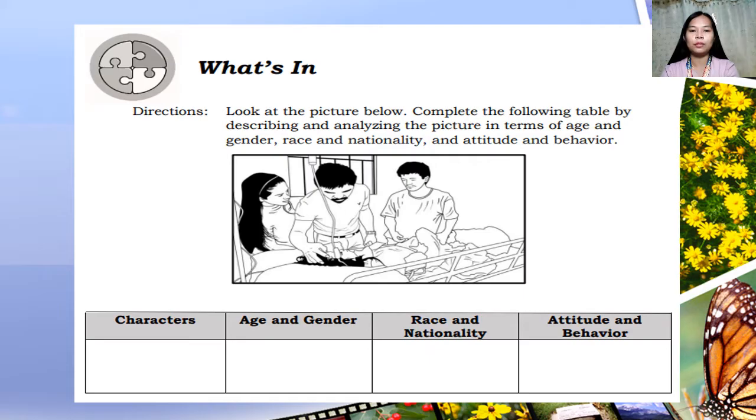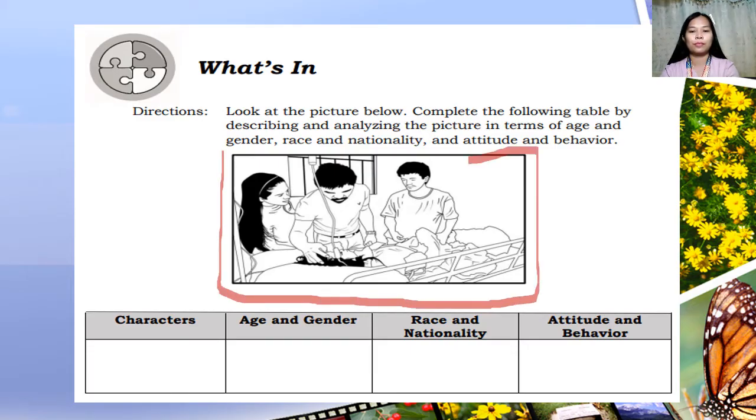Complete the following table by describing and analyzing the picture in terms of age and gender, race and nationality, and attitude and behavior. So in this activity, we are going to use this picture as your basis to answer and complete the table below. But before we answer this, let us explain one by one what characters, age and gender, race and nationality, and attitude and behavior mean.